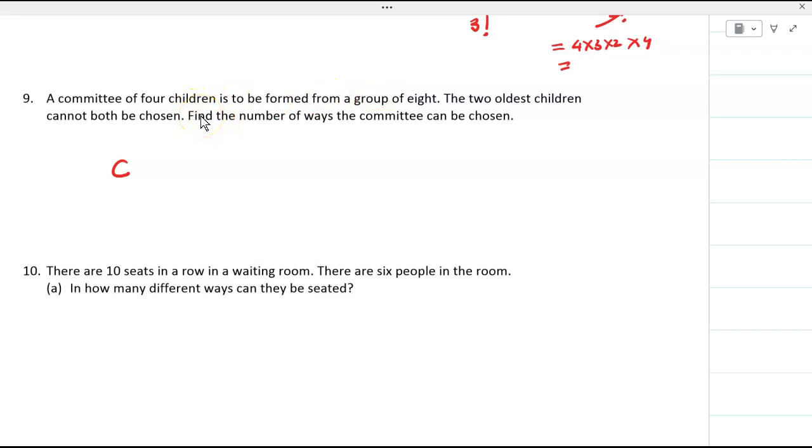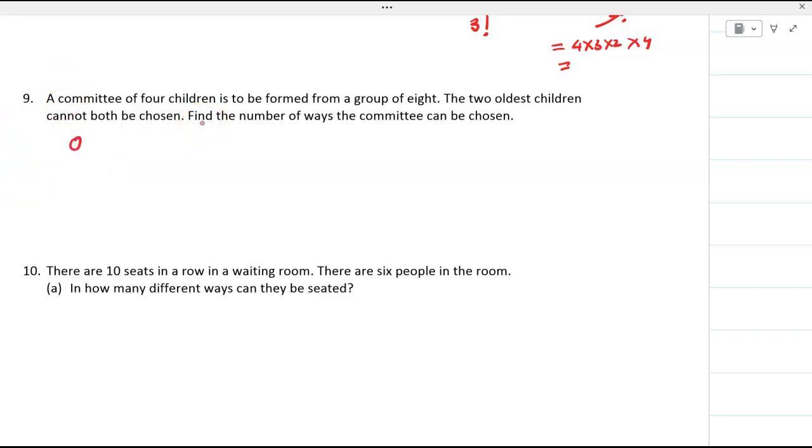But that's not the question. You're not understanding the question. A committee of 4 children is to be formed from a group of 8, but that's not the complete question. The 2 oldest children cannot both be chosen. So when you say 8C4, you're including everything. And I can't even make it 6, because that's assuming that none of them are chosen. Both cannot be chosen. Does that mean none can be chosen? Yeah. So it can either be 7.